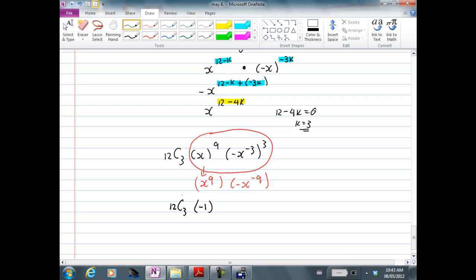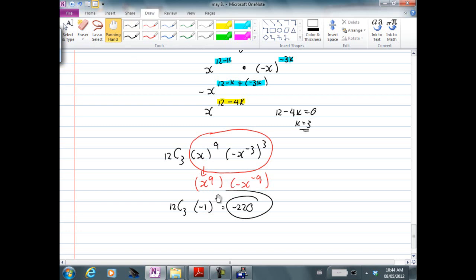Let us know we got it. And your answer is? Negative 220. Negative 220. How many of you got it right? 0. Oh, please. How to get it where? Negative 1? Because this part cancels out, leaving you with negative 1.